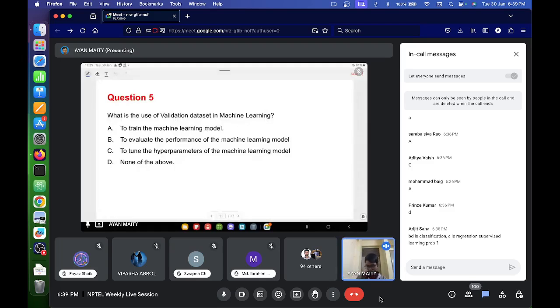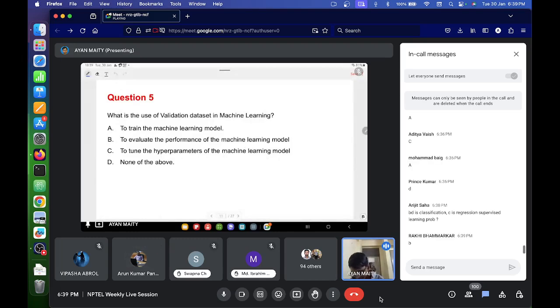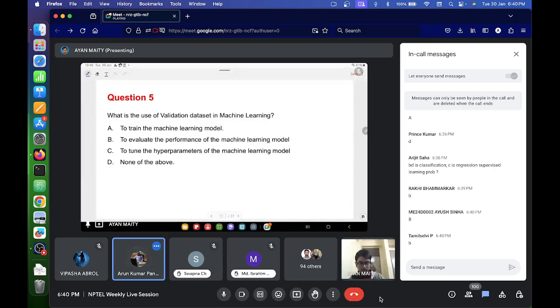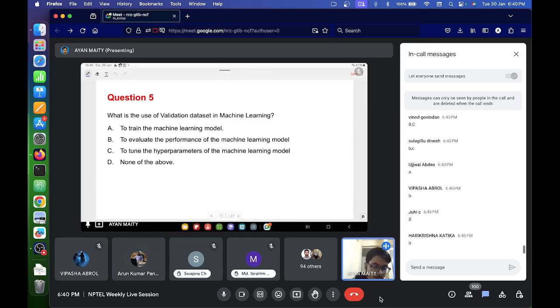Question 5. What is the use of validation dataset in machine learning? There are four options. Option A, to train the machine learning model. Option B, to evaluate the performance of the machine learning model. Option C, to tune the hyperparameters of the machine learning model. And option D is none of the above. Most of the answers are option B, to evaluate the performance of the machine learning model.